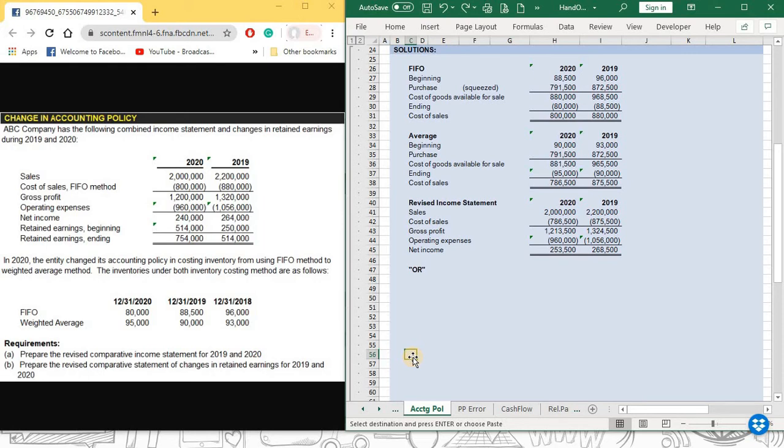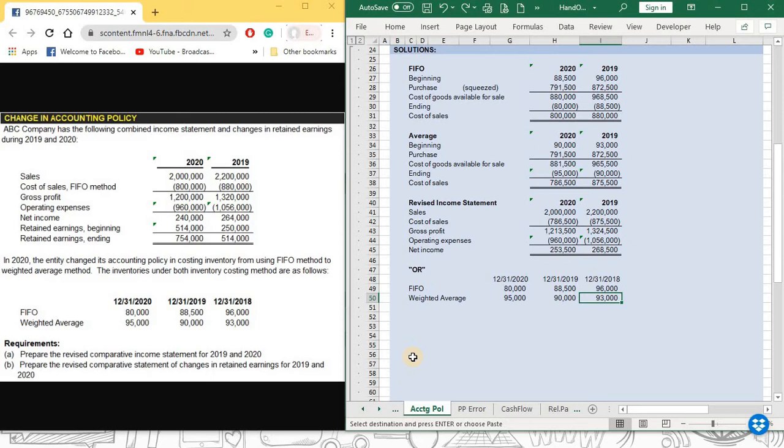So let us start with the FIFO method. So again, based on the problem, the ending inventory under FIFO method on December 31, 2020 is 80,000 pesos. And on December 31, 2019, the ending inventory is 88,500. And on December 31, 2018, the ending inventory is 96,000 pesos. Then for weighted average method, the ending inventory in 2020 is 95,000 pesos, in 2019 90,000 pesos, and in 2018 is 93,000 pesos.